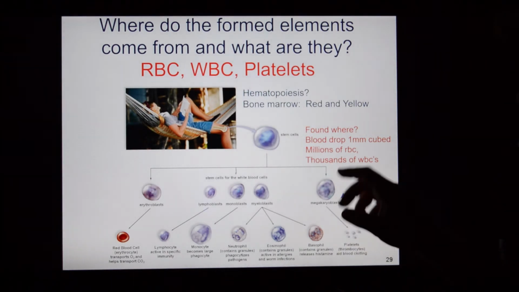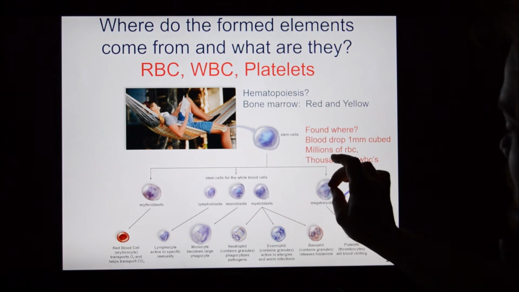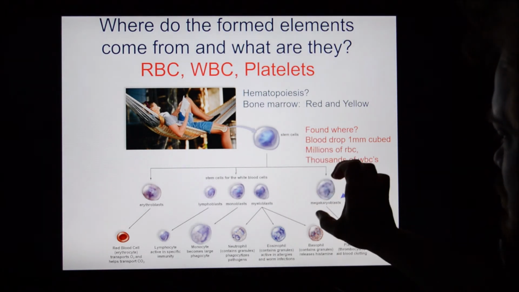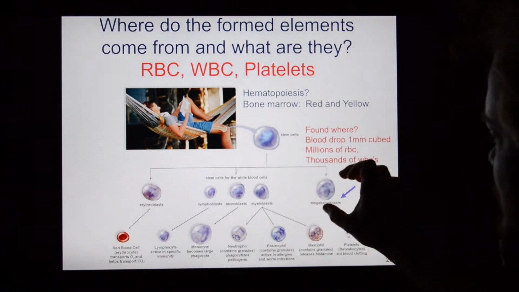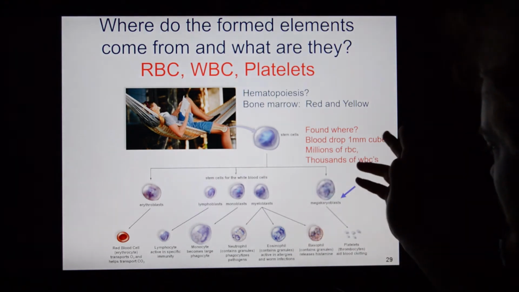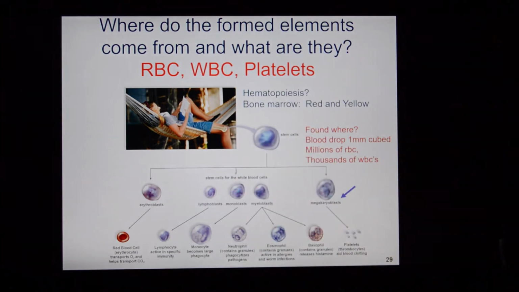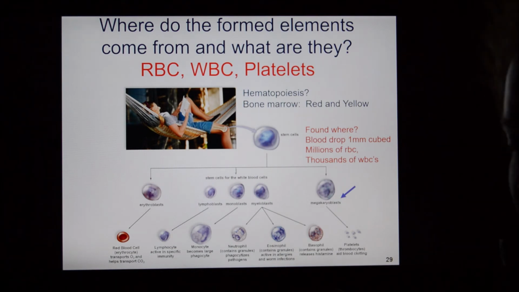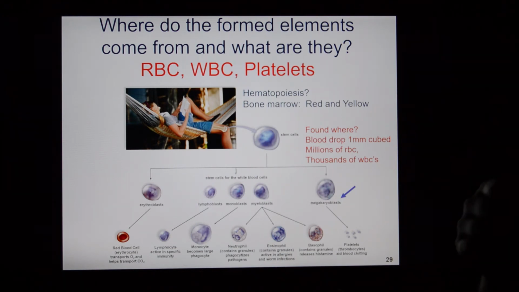Because what platelets do, and this is kind of crazy, and I expect you to know this, to make platelets, you make this huge cell called a megakaryocyte, and it ruptures. It explodes, basically. And all the little pieces of it become platelets. So they're not even cells. They're just little pieces of cells. And they degrade very quickly as a result of that.